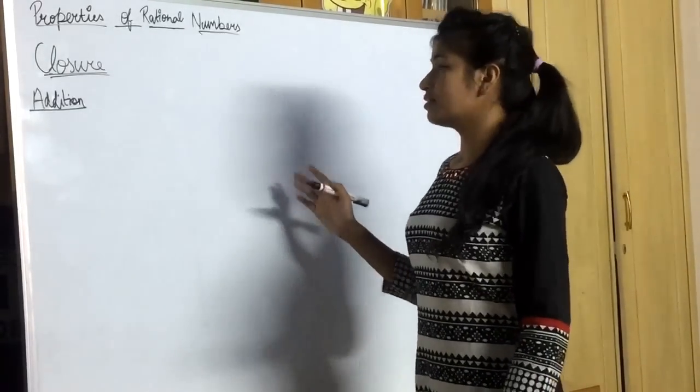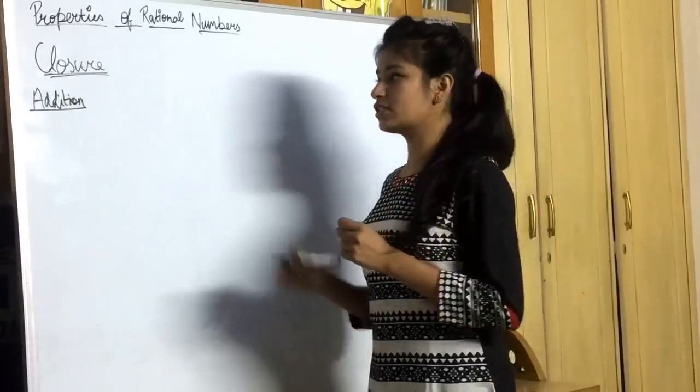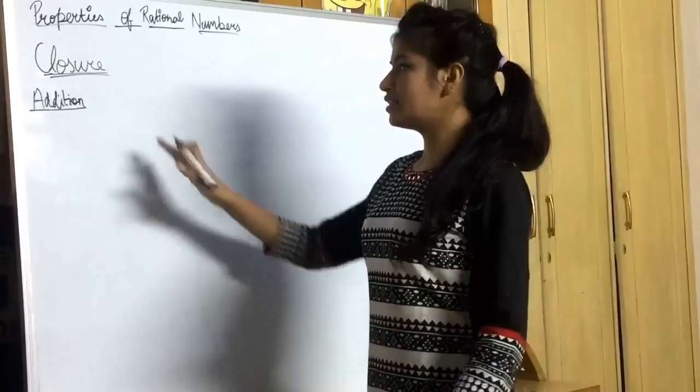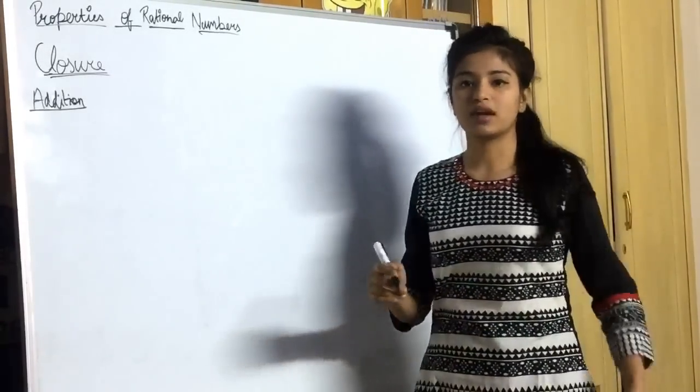Our next topic is properties of rational numbers. The first property in the list is the closure property. You're going to see closure property for addition, multiplication, division and subtraction.